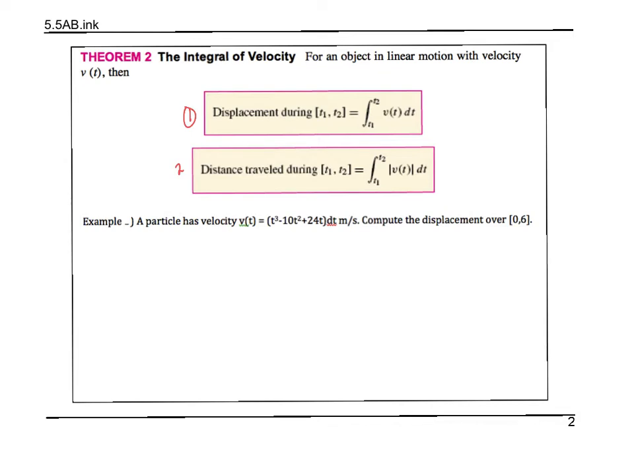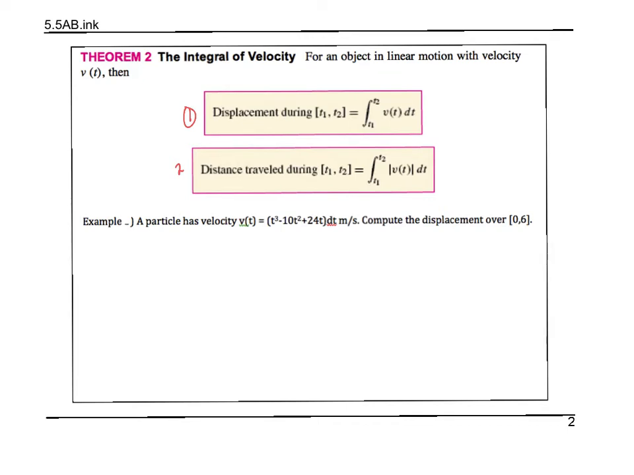So the first example, a particle has a velocity of v of t equals t cubed minus 10t squared plus 24t meters per second. The dt is just put in there again because this is an equation that was previously derived with respect to time. Compute the displacement over 0 to 6. So we are just setting up our integral.